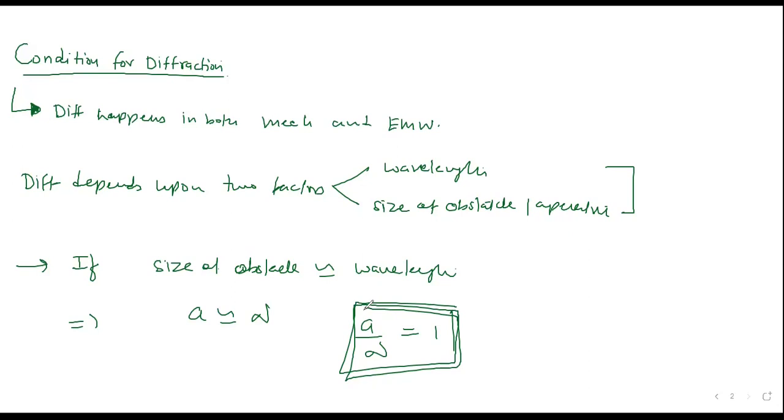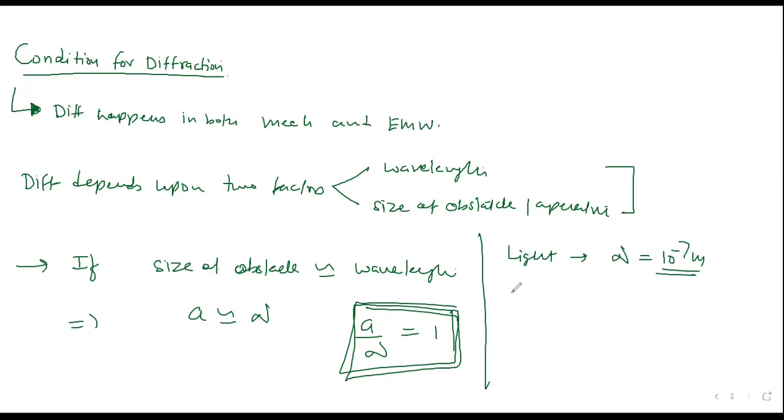Suppose you want to get diffraction of normal light. The wavelength of light is very small, around 10 power minus 7 meter. So if you want to get diffraction of light, the size of the object should be very, very small, like 10 power minus 7 meter. So we need a very tiny object or a very small opening to get diffraction of light.